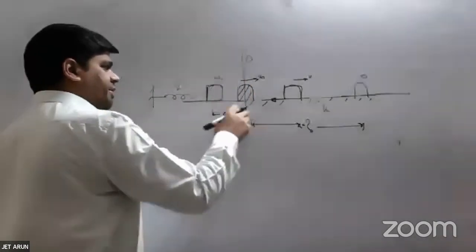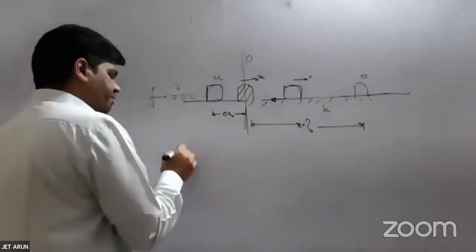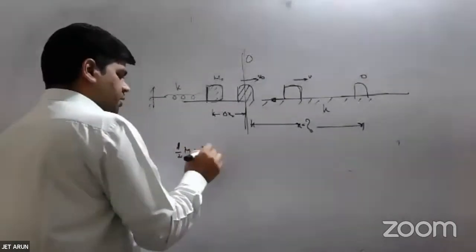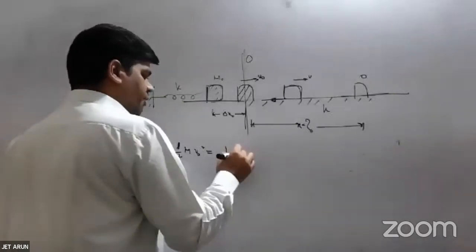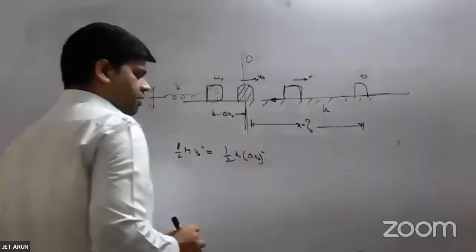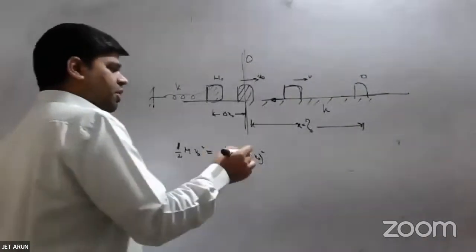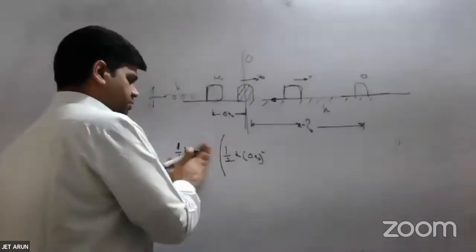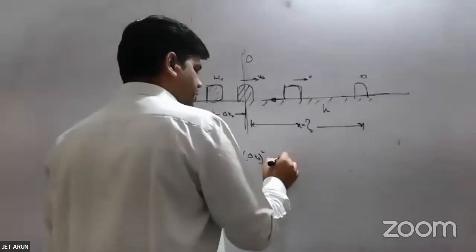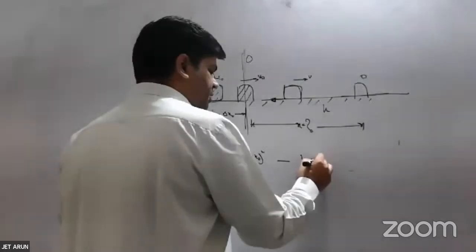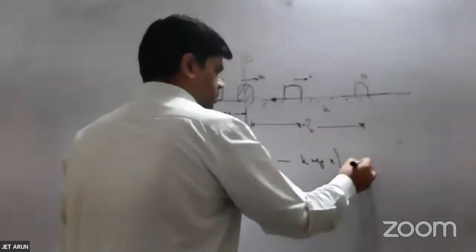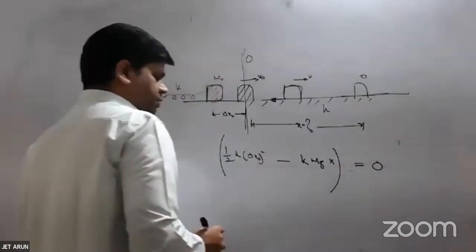So what kinetic energy do you get? I get over here half m v square is equal to half k delta x naught square. Now this is lost. Half k delta x naught square is lost in friction, mu mg x, and it is equal to zero.